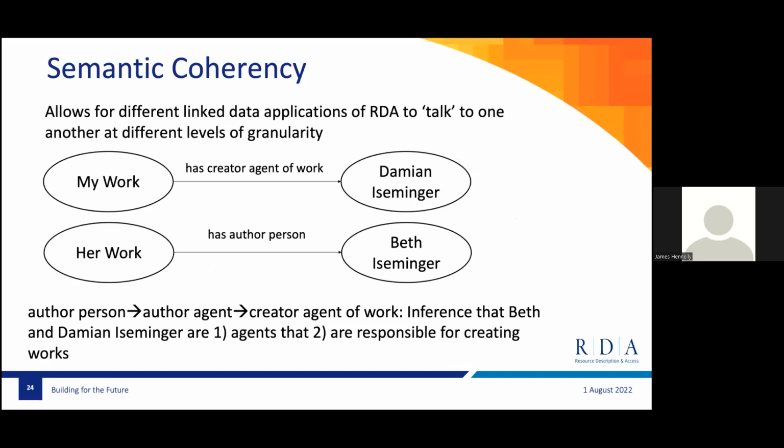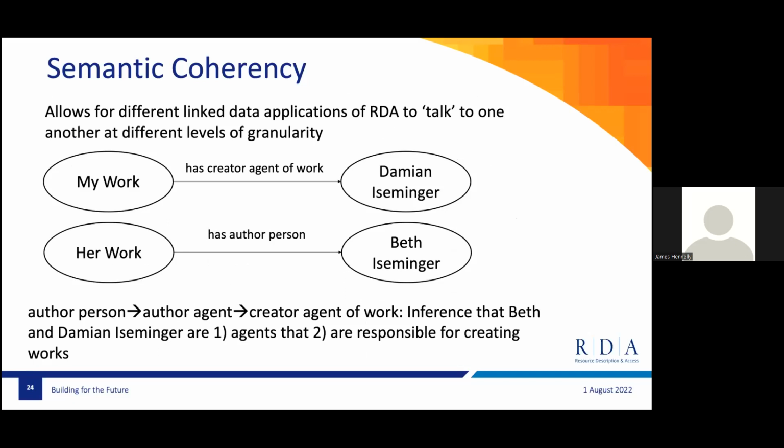So why do all of this? Why do we want semantic coherency? The reason why we want it is because it allows for different linked data applications of RDA to talk to one another at different levels of granularity. So here I've provided an example of what I mean.